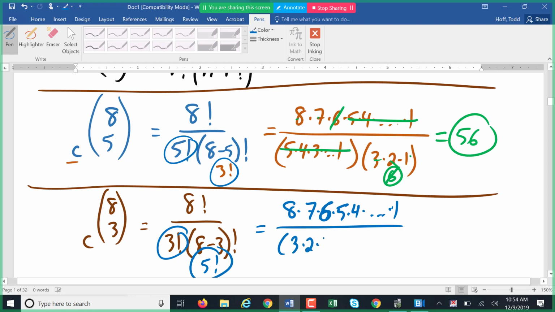So on bottom, we got 3 times 2 times 1, and 5 times 4 times 3 times 2 times 1. This term cancels out the 5 through 1. 3 times 2 times 1 is 6, cancels out the 6. It's still 56.